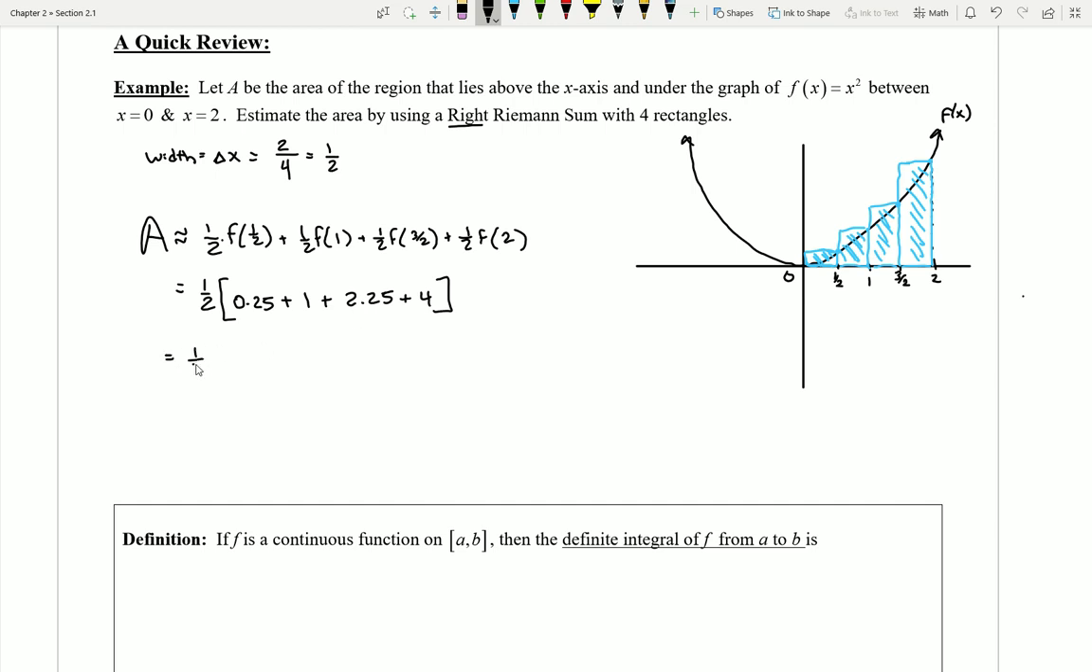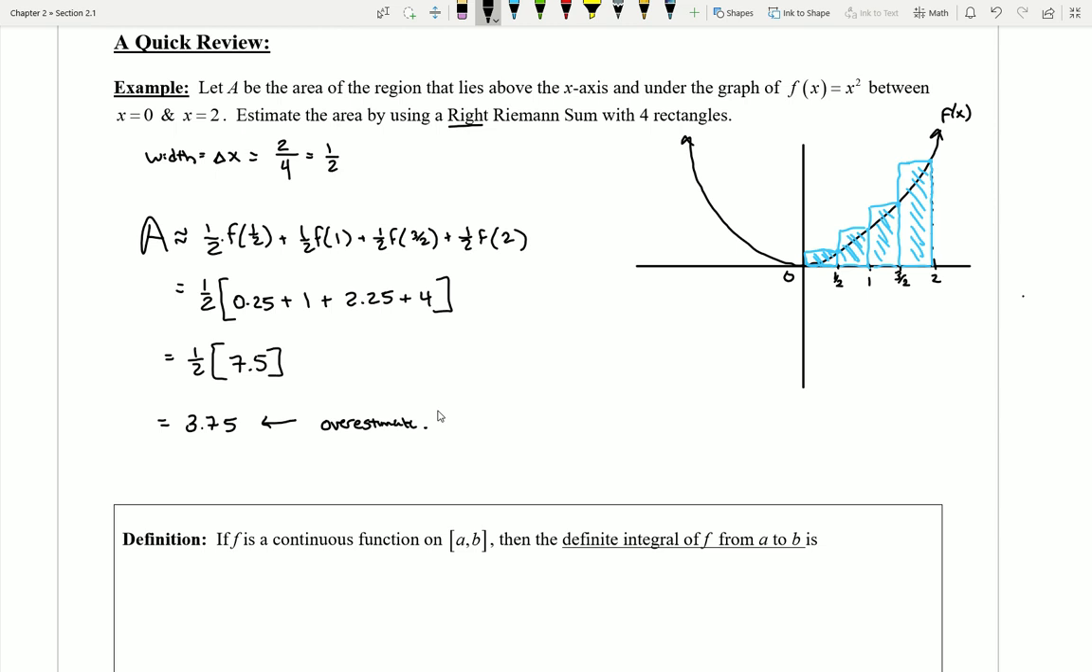So let's see, I'm going to have a half here, ultimately multiplied by, if I add everything up here on the inside, I think I get 7.5. And if I take 7.5 and cut it in half, I get 3.75. So we would estimate that the total area underneath the parabola here is about 3.75 square units. But of course we know that this here is an overestimate. We can see that in the picture.